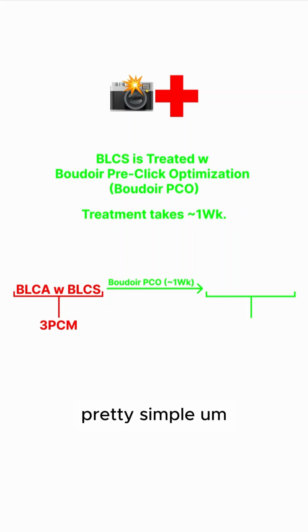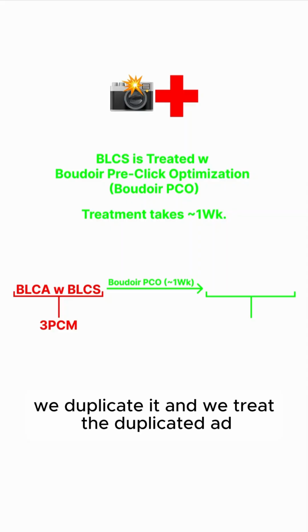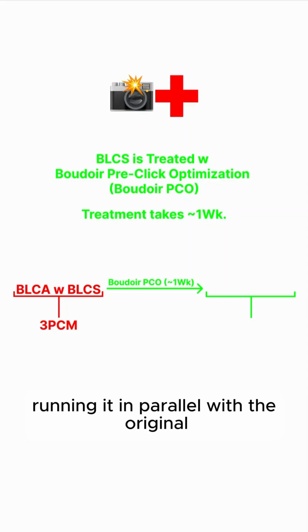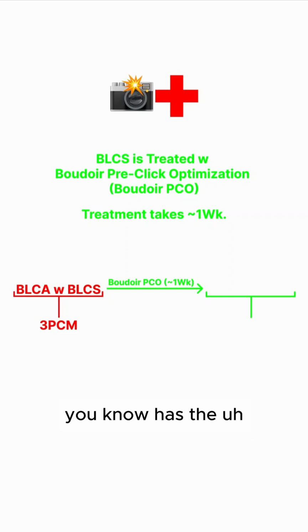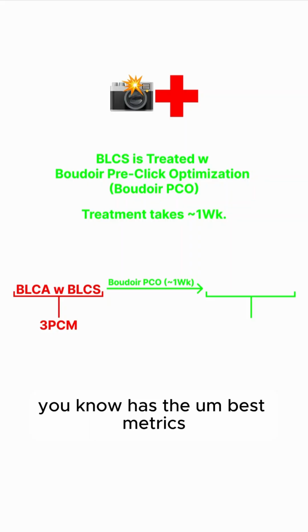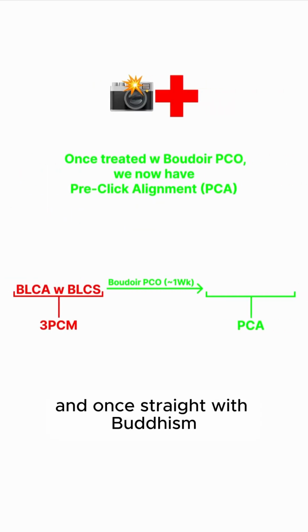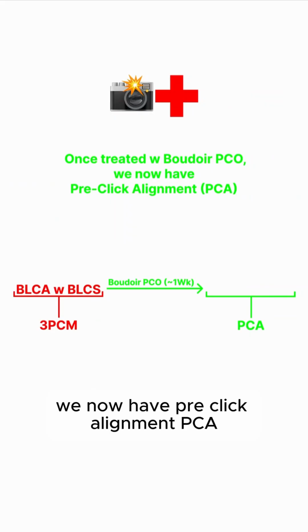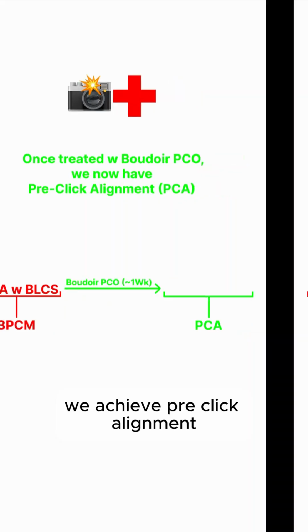Pretty simple. We leave the original Boudoir Facebook ad, we duplicate it, and we treat the duplicated ad, running it in parallel with the original. And then we keep whichever one has the best metrics. And once treated with Boudoir PCO, we now have pre-click alignment, PCA. So we get rid of the 3 pre-click mistakes, we achieve pre-click alignment.